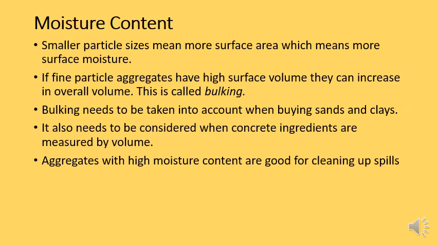Now, if a fine particle aggregate, something like sand or silt, has a very high surface area, then if that gets wet, that can actually increase the overall mass and volume of the aggregate. This is called bulking. Now you need to take this into account if you are ever buying a sand or a clay or a silt, because often you will buy it by volume, by the cubic meter or by the ton, and if it's wet, half of it could be water and you're going to be ripped off.